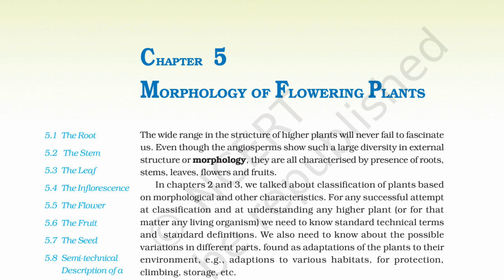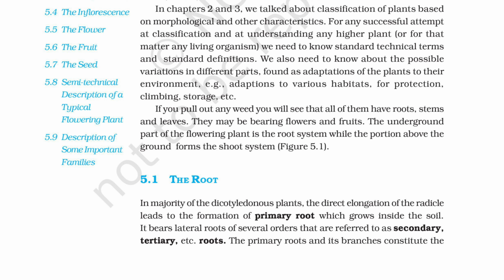In chapters 2 and 3, we talked about classification of plants based on morphological and other characteristics. For any successful attempt at classification and at understanding any higher plant, or for that matter any living organism, we need to know standard technical terms and standard definitions. We also need to know about the possible variations in different parts, found as adaptations of the plants to their environment. Example, adaptations to various habitats, for protection, climbing, storage, etc.